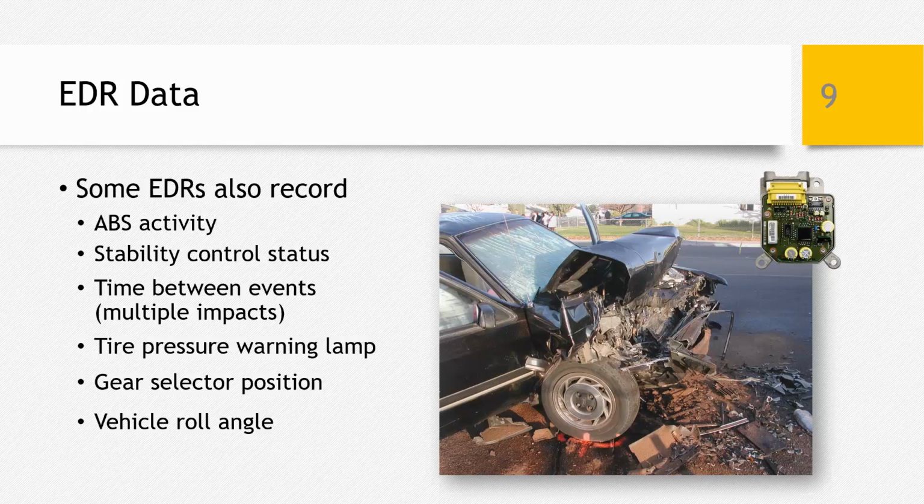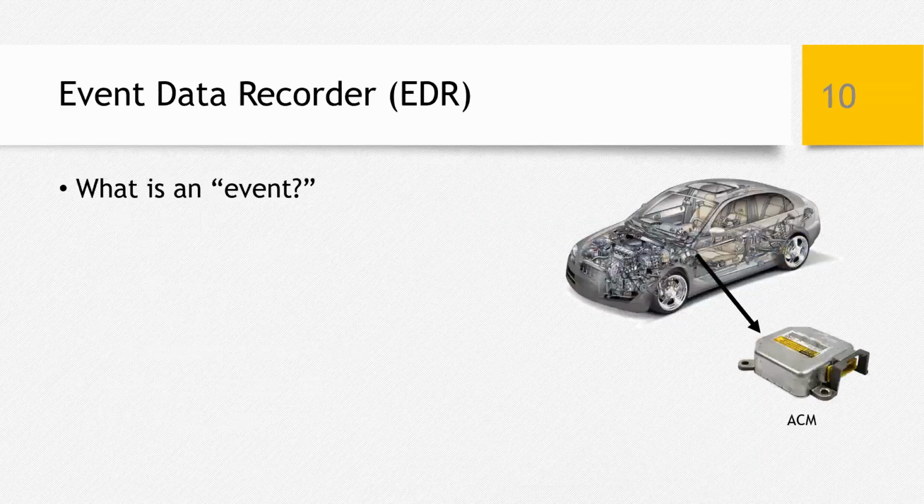The tire pressure warning status is great evidence for a driver's claim that a tire blowout caused them to lose control. So those types of data elements are contained there as well. The gear selector position is contained in some event data recorders, also the vehicle roll angle, and there's a lot of other data elements that are included by the different manufacturers in some of the systems.